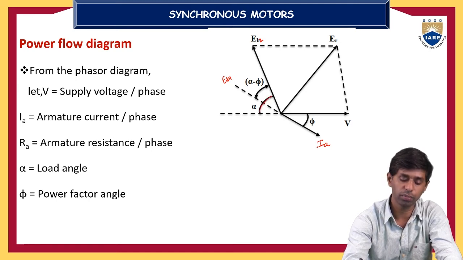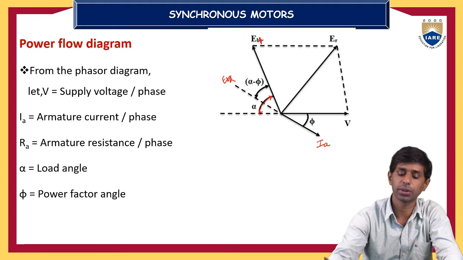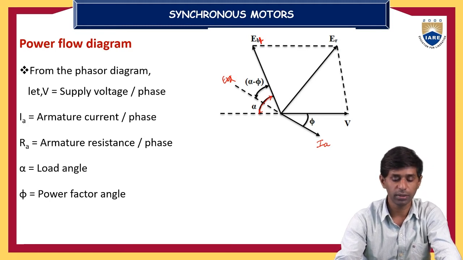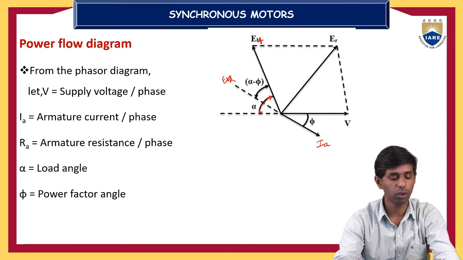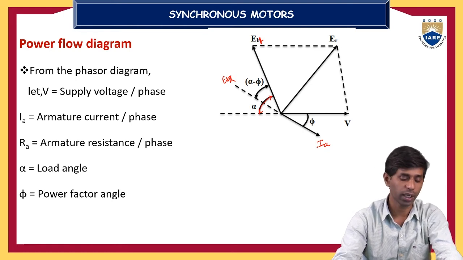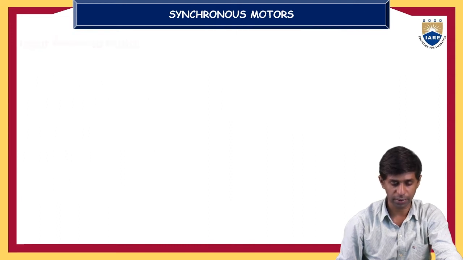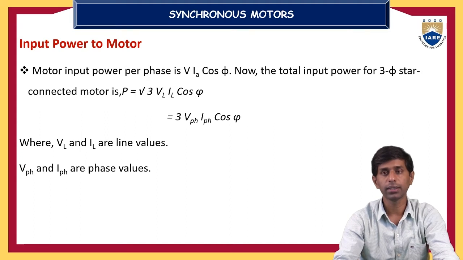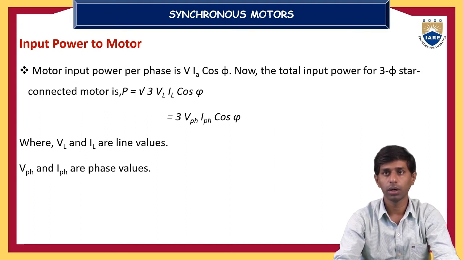Initially, with respect to E_b2, this is E_b2 and this is E_b1, let us say, the angle is alpha. With respect to the second stage, it is alpha minus phi, as the phase angle will change. Let us consider the quantities: V is the supply voltage, Ia is the armature current, Ra is the armature resistance, alpha is the load angle, and phi is the power factor angle. So the motor input power is V Ia cos phi, in terms of per phase quantity.